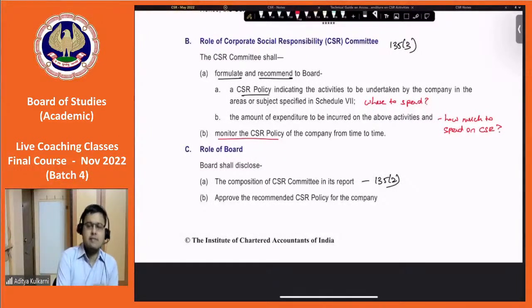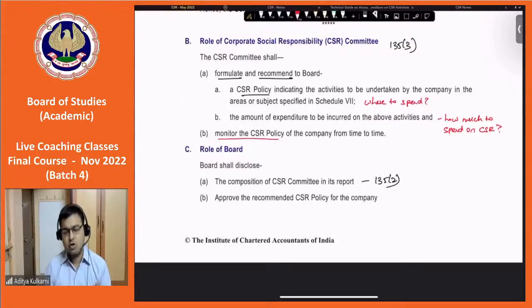So first one is applicability. It is applicable if in the immediately preceding financial year, you meet any of the three conditions. The conditions being net worth 500 crores or more, turnover 1000 crores or more, net profit 5 crores or more. You meet any of these conditions in the immediately preceding financial year, CSR will be applicable in the current year.